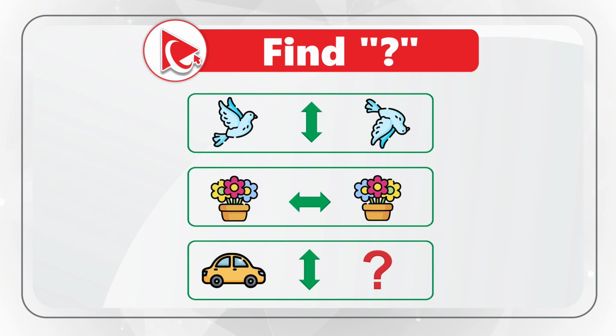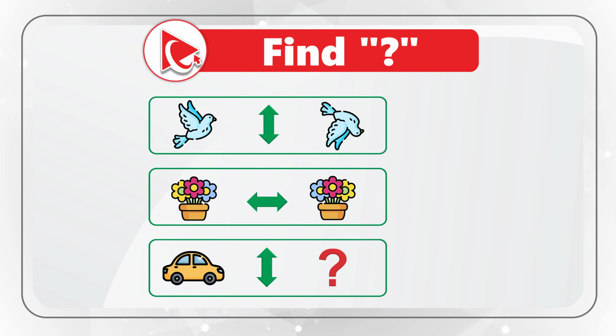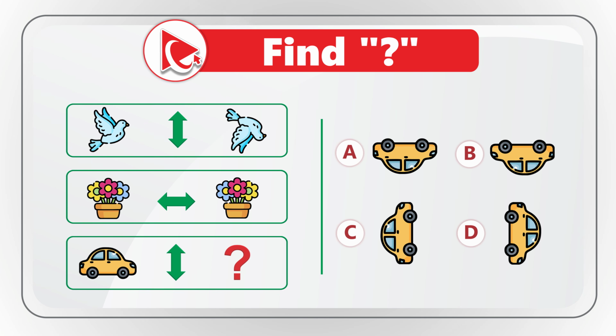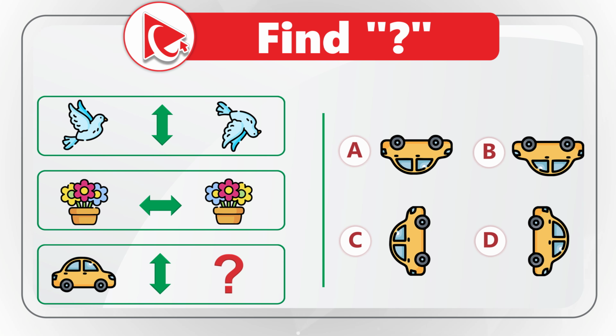You need to select the missing item out of 4 possible choices. Choices A, B, C, and D. Take a close look to see if you can come up with the solution.